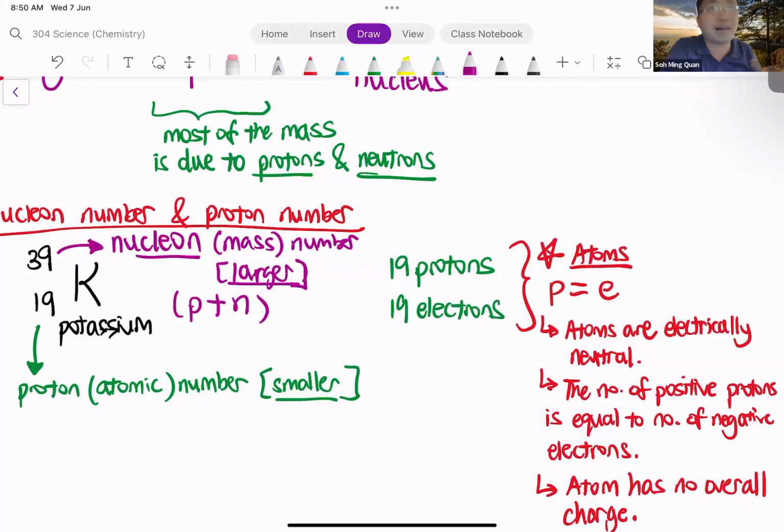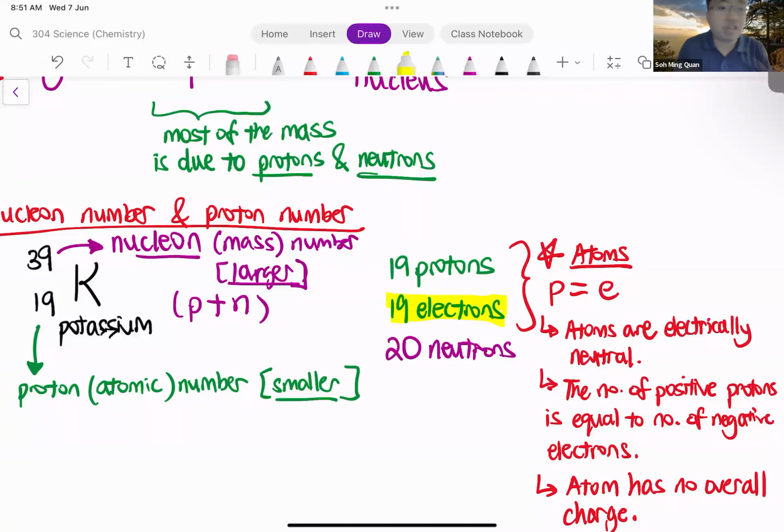How many things are inside the nucleus? Proton and neutron, right? So 39 means I in total have 39 protons plus neutrons. So the sum of the two is 39. So how many neutrons will there specifically be? We take 39 minus away the proton, which is 19. So 39 minus 19, big minus small, gives you 20. So that's how you work out the neutrons. To work out the neutrons, we take the larger number minus the smaller number. Okay, the quick revision.